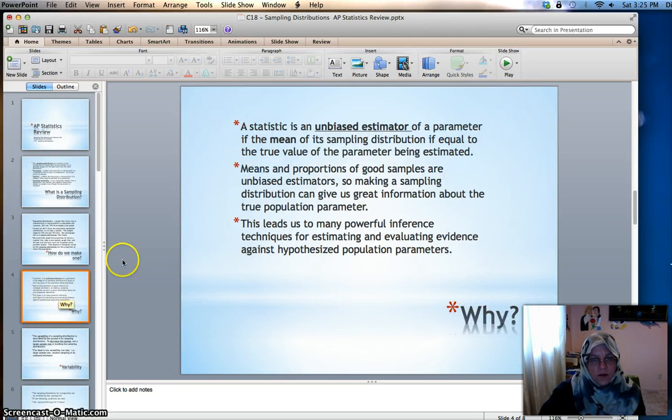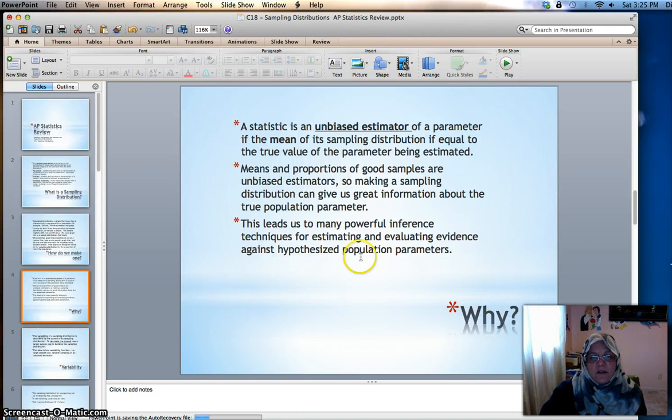Why do we need to know about all this? Well, a statistic is an unbiased estimator of a parameter if the mean of the sampling distribution is equal to the true value of the parameter being estimated. Well, it turns out that if you use good sampling methods, sample means and sample proportions are unbiased estimators. So making a sampling distribution can give you really good information about what the true population parameter is. So it's a very valid way to try to figure out those unknown parameters that you need for whatever reason.